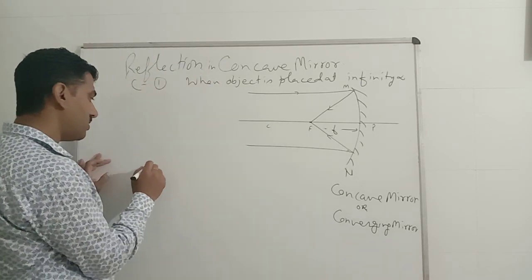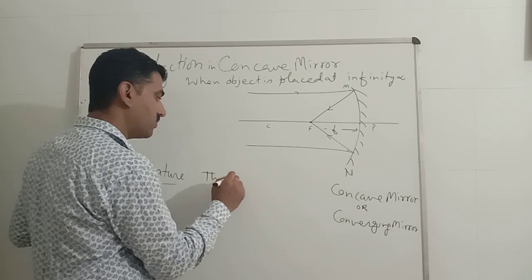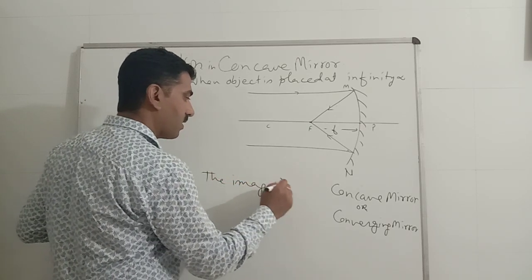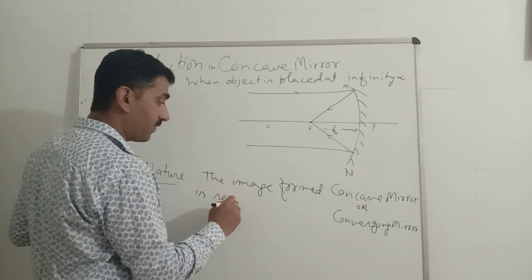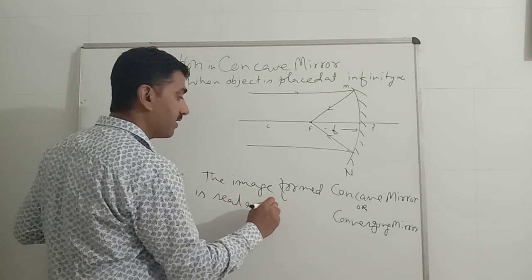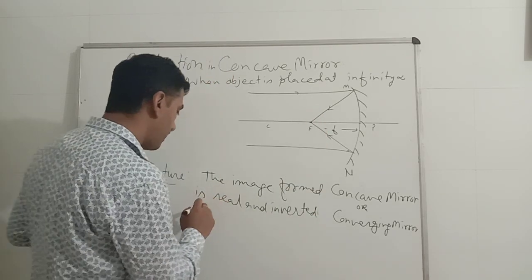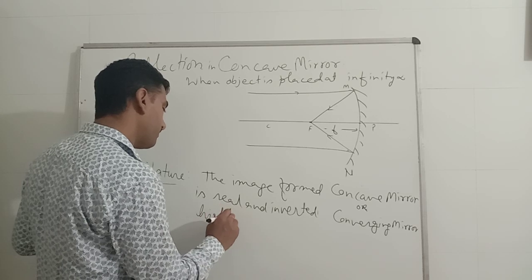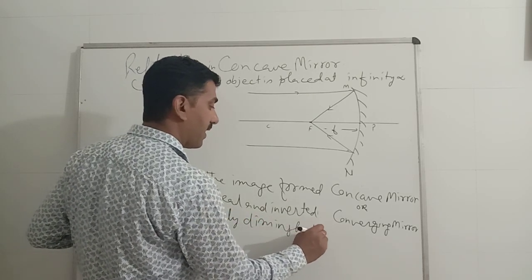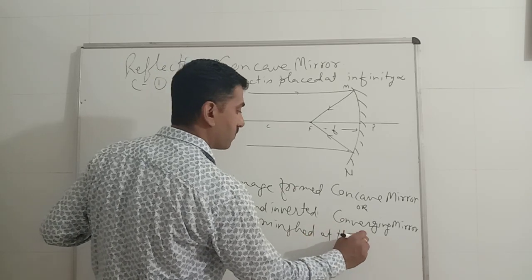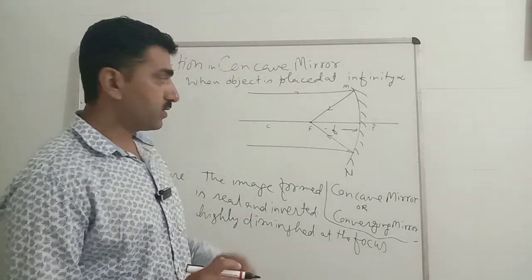So what will be the nature? Simply you have to write nature. The image formed is real and inverted. Real and inverted. Highly diminished. At the focus. So this is the first case.